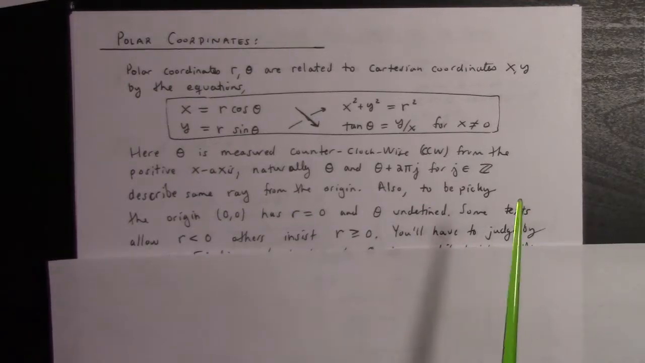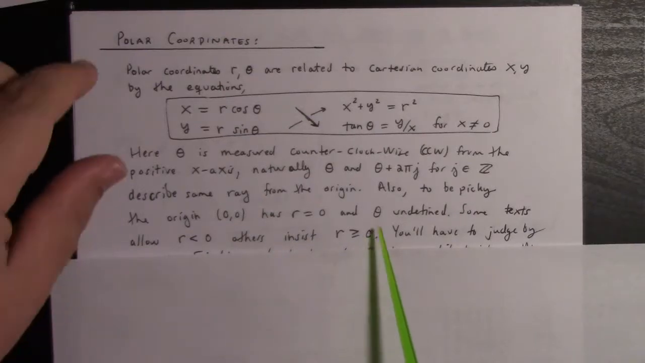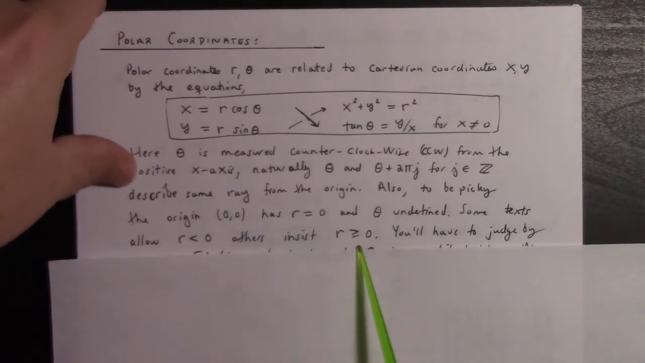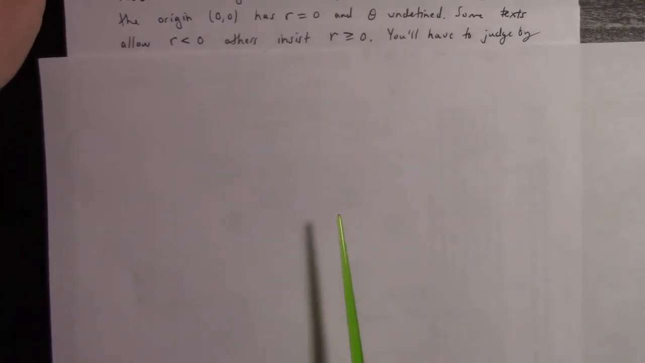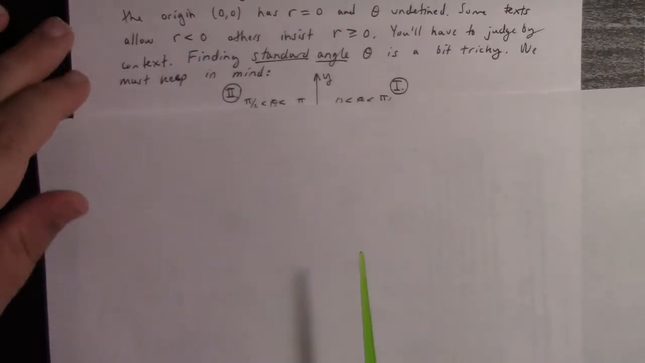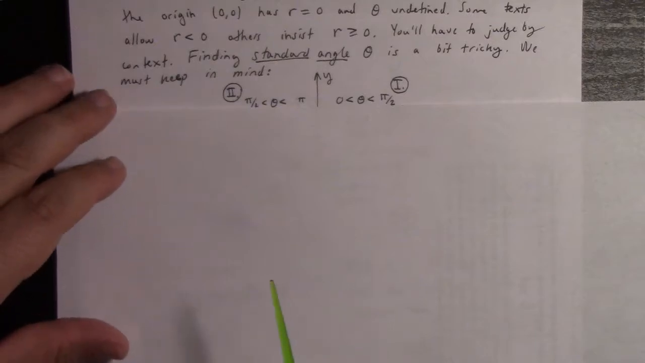Furthermore, adding more embarrassment still, sometimes we let r be less than 0, sometimes we insist r is positive. If somebody says that r is equal to the square root of x squared plus y squared, and if they really believe it, then r is non-negative, right? But we will soon graph something with r being negative, so you gotta judge by the context.